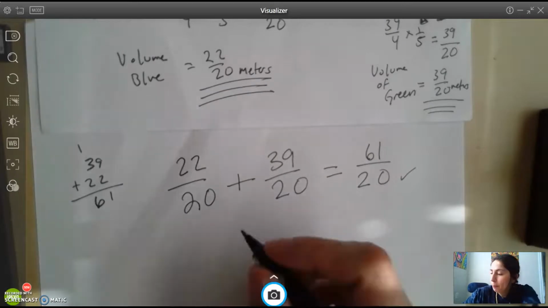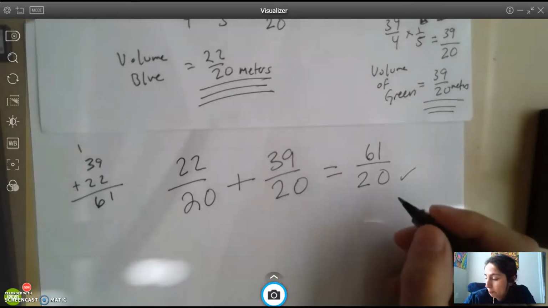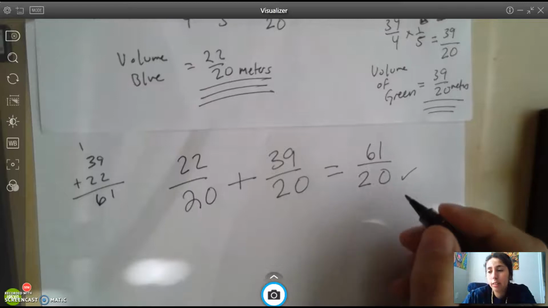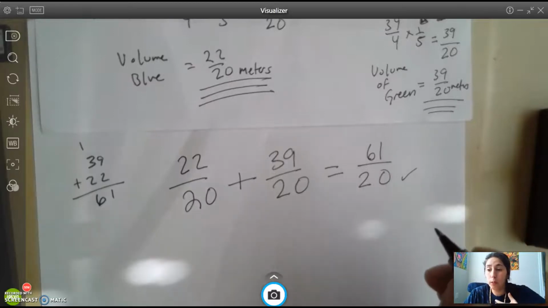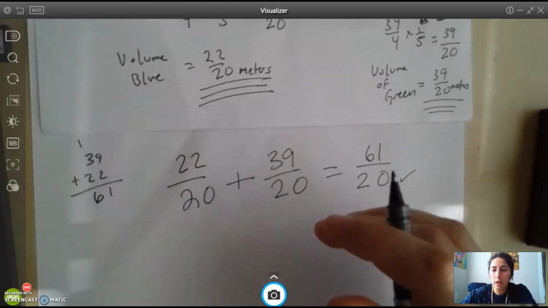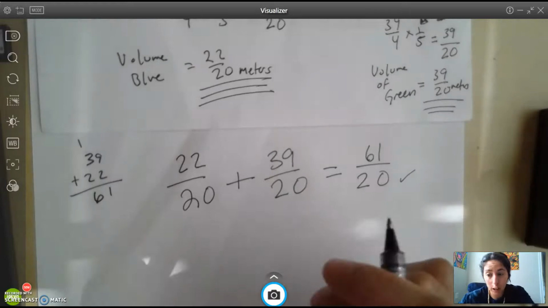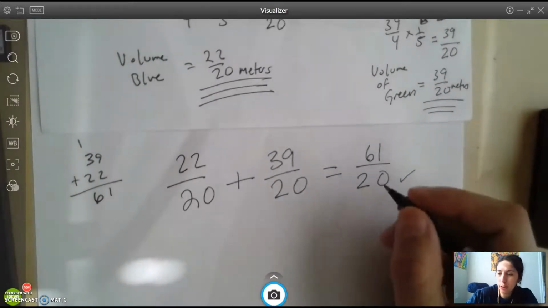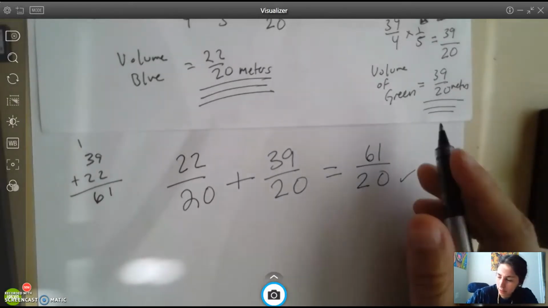61 over 20. Let's think about answering this problem. It's a real life problem with real life answers. Because I'm not going to say the volume is 61 over 20 meters at Home Depot when I'm trying to get my sand. Right? So I have to say it in a way that normal humans would say, we'll talk about volume. And that is to turn this into a mixed number. Or a decimal. Let's go mixed number.